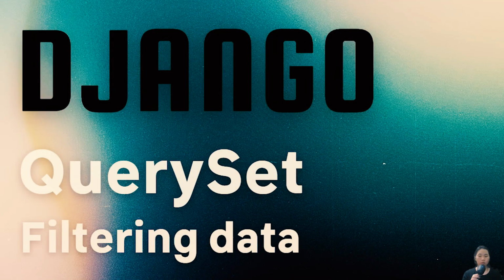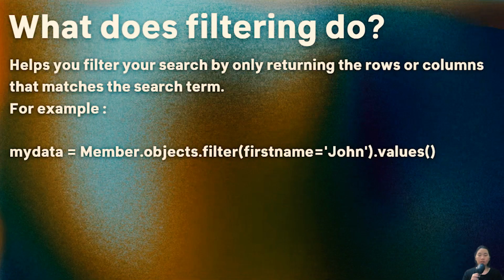Once again, we're back with QuerySet, but this time we're filtering the data using QuerySet. Now, what is filtering and why do we need it? Filtering, as you've already guessed, filters your search by only returning the rows or columns that match the search condition. For example, in views.py, I have my data equals to members.objects.filter(first_name='John').values. So we're only getting the values that are associated with first name John.